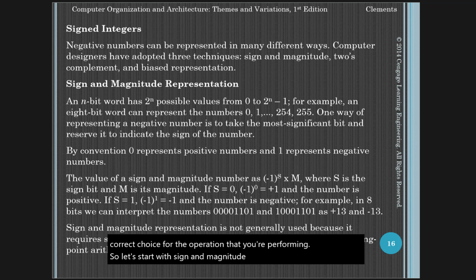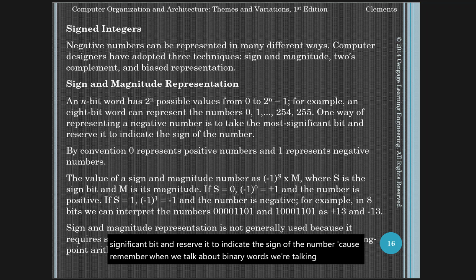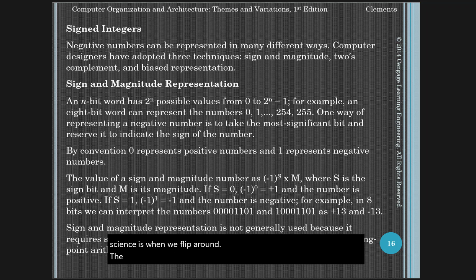So an n-bit word has 2 to the n possible values. So we've hopefully established that. One way of representing a negative number is to take the most significant bit and reserve it to indicate the sign of the number. Because remember, when we talk about binary words, we're talking usually about 7 positions. We get 8 in a byte. And so by convention, 0 represents positive numbers, 1 represents negative numbers, which is probably one of the most infuriating things in computer science, when we flip around the translation of 0 and 1 to represent positive and negative.